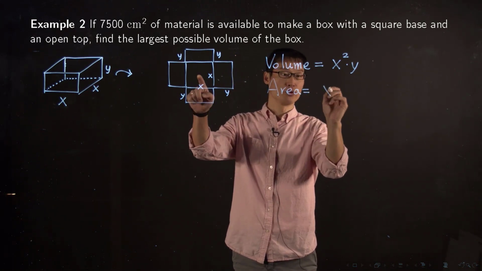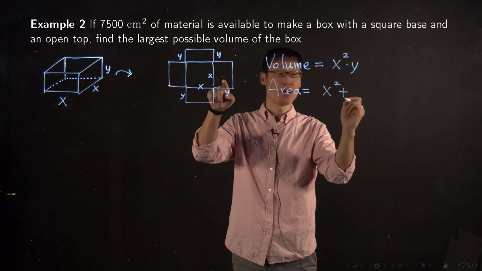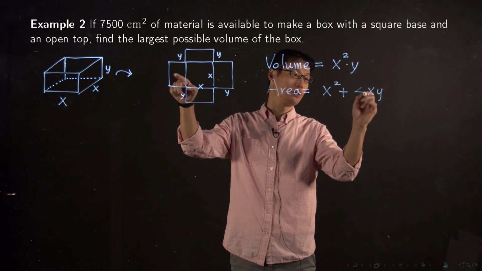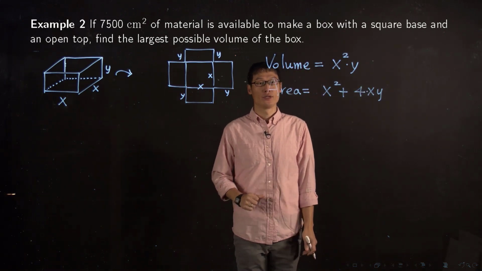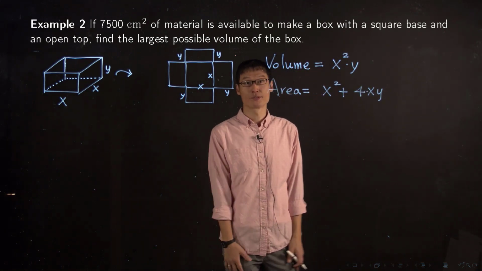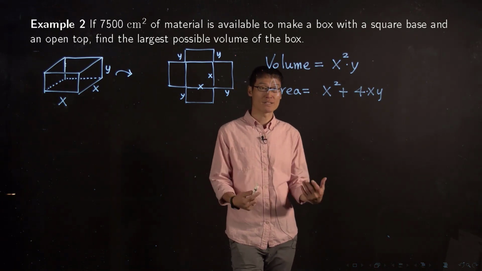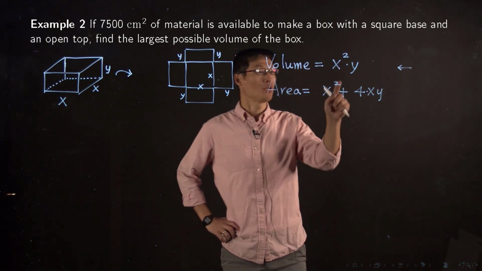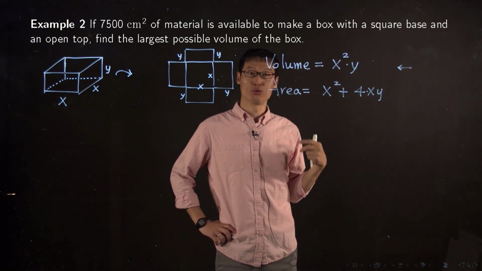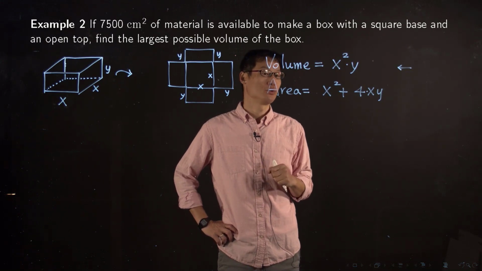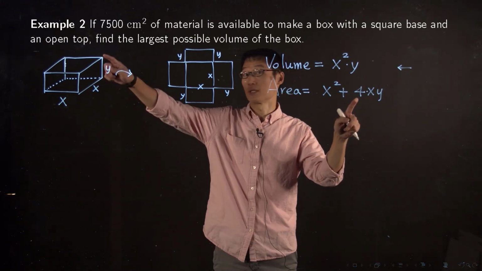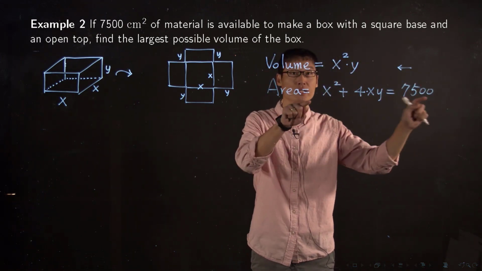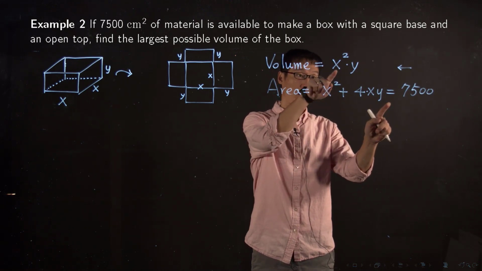The base will give you x squared, and then each side has area x times y, but we need 4 copies of x times y. So as you see, we have a function in 2 variables, and we want to maximize this function. Now that this function has 2 variables, we want to eliminate one of them. You can use this area because the area is given by 7,500. So we have an identity. Using this, you can eliminate x or y.